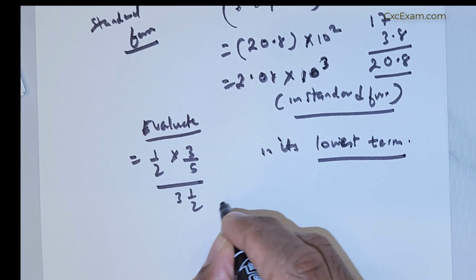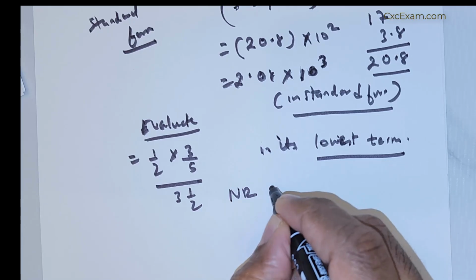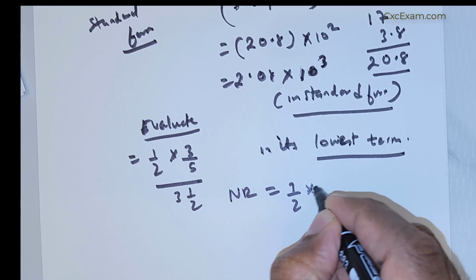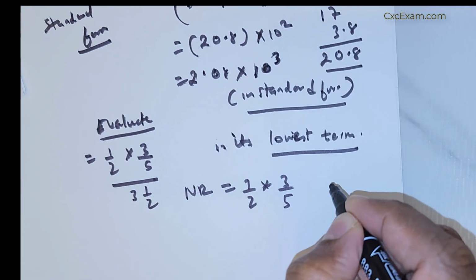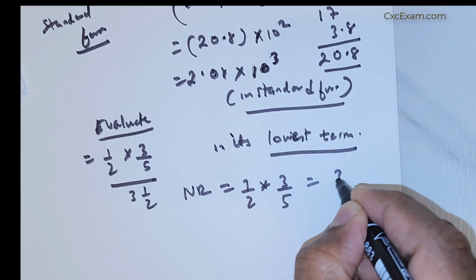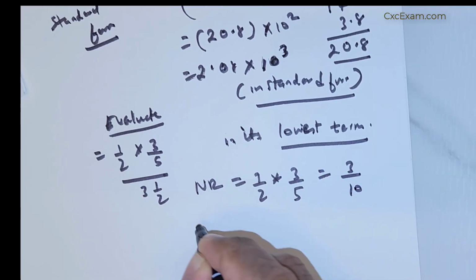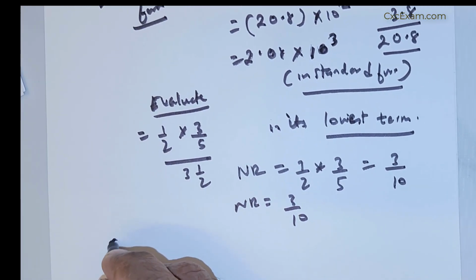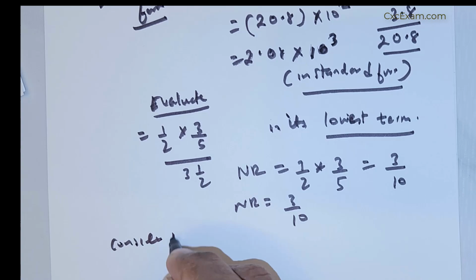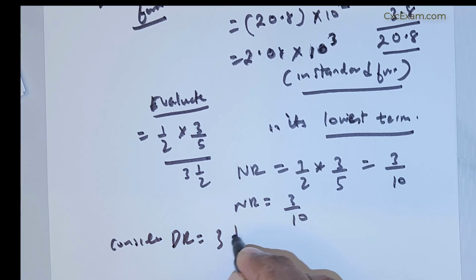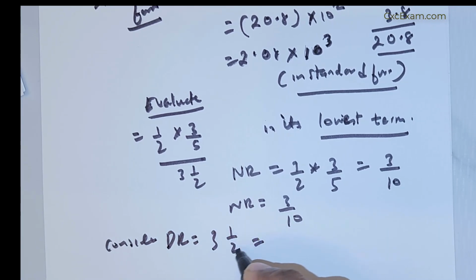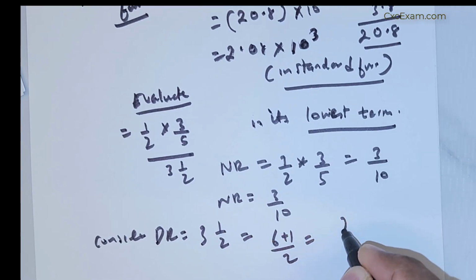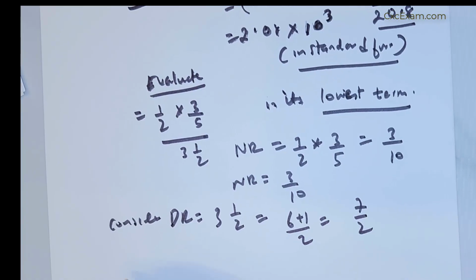What I'm going to do is consider the numerator, which is 1 over 2 times 3 over 5. So 3 multiplied with 1 is 3, 5 times 2 is 10. So the numerator is 3 over 10. Now consider the denominator, which is 3 1 over 2. So 2 times 3 is 6, 6 added with 1 over 2, so you have 7 over 2.